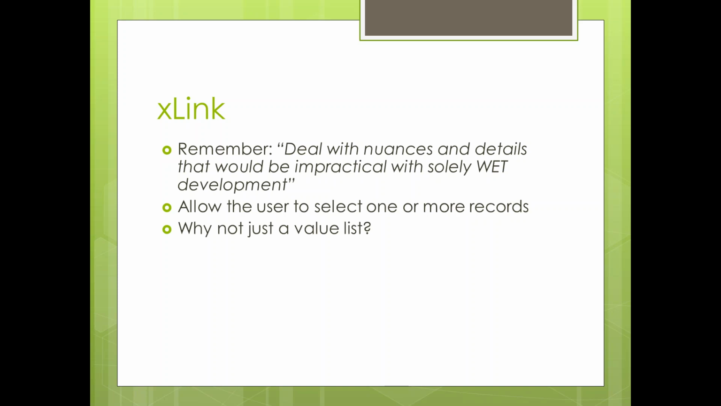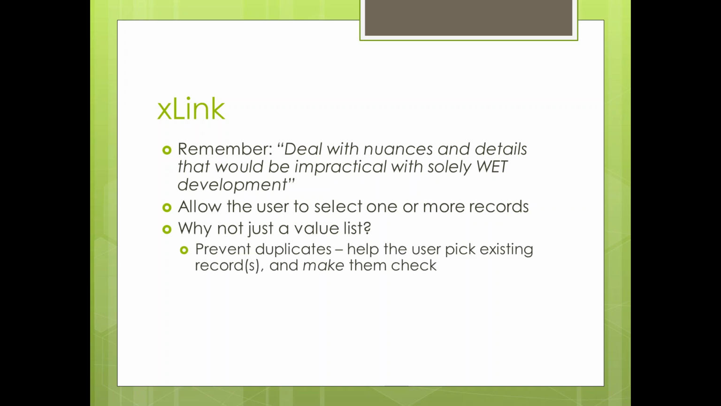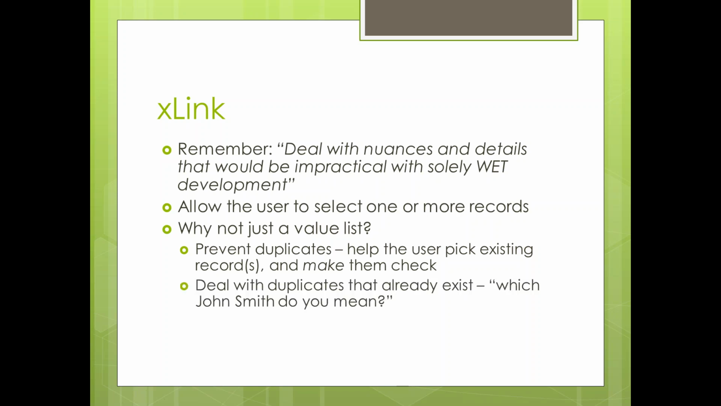So obvious question here, why not just do a value list, which is what everybody does starting out and what some people do going on. I'm not saying it's a terrible thing, but I'll tell you why we're not using a value list. First off, we really want to prevent duplicates, so that's part of what this routine does. We want to make sure that if there is an existing record, the user finds it and uses it rather than creating a new one. So that takes a little massaging of the interface. We want to make them check, but also make it convenient for them to check first.